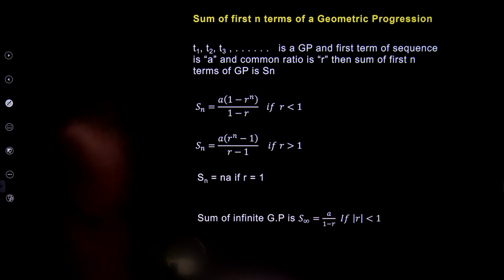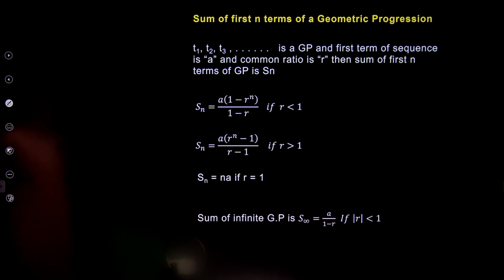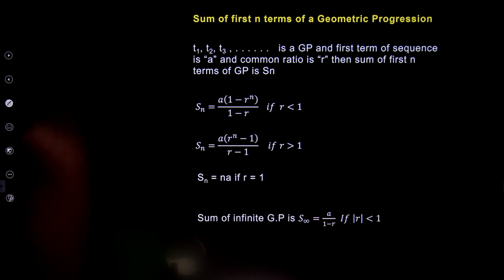Sum of first n terms of a geometric progression: if r less than 1, the formula is Sn equal to A into 1 minus r power n by 1 minus r. If the common ratio r greater than 1, the formula is Sn equal to A into r power n minus 1 by r minus 1. If common ratio r equal to 1, then the formula is Sn equal to Na.